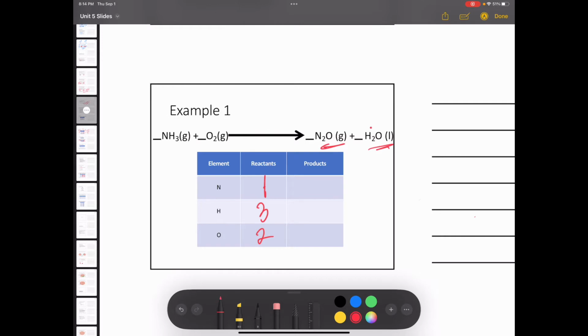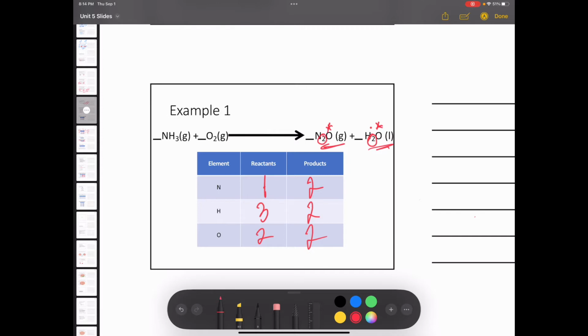Okay. So now let's look at the product side and count our atoms. For the nitrogen, I have 2 nitrogens in here. Do I have any other nitrogen somewhere else? No. So that makes it 2 nitrogens. For the hydrogen, I have 2 hydrogens in here. For the oxygen, and that's the last thing we have for the product side, I have 1 oxygen in this one and another oxygen in the water molecule. So in total, that makes it 2 atoms of oxygen on the product side.